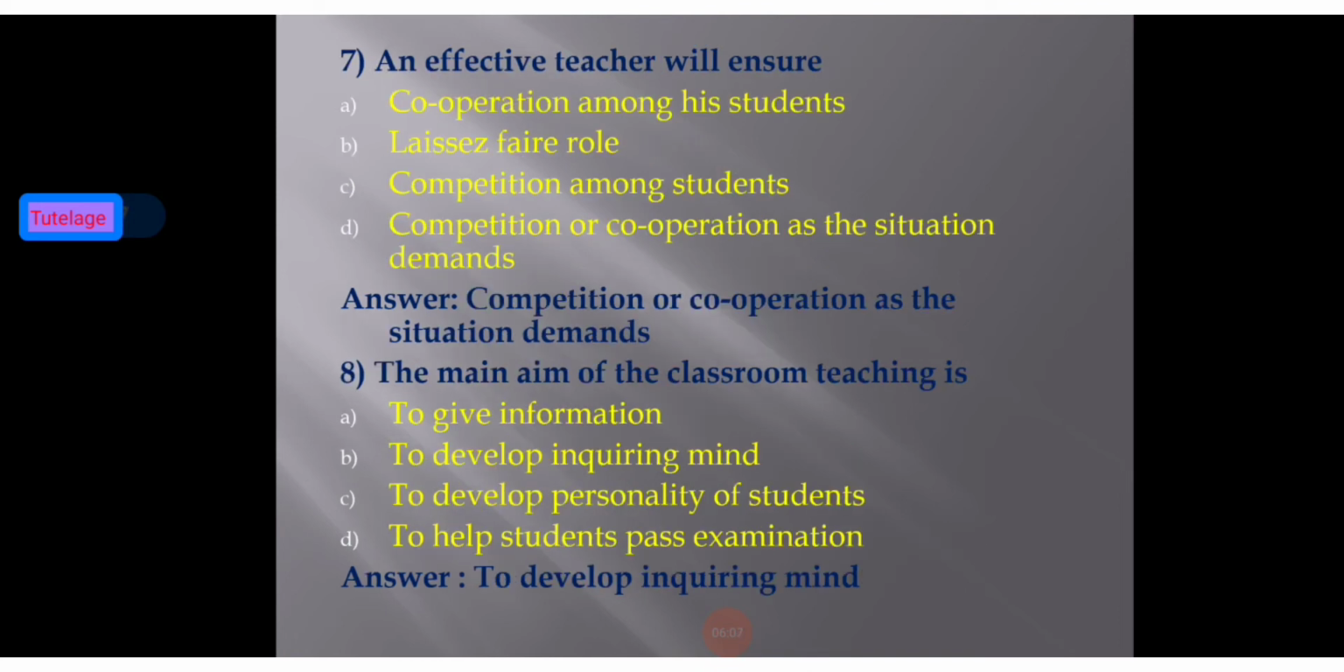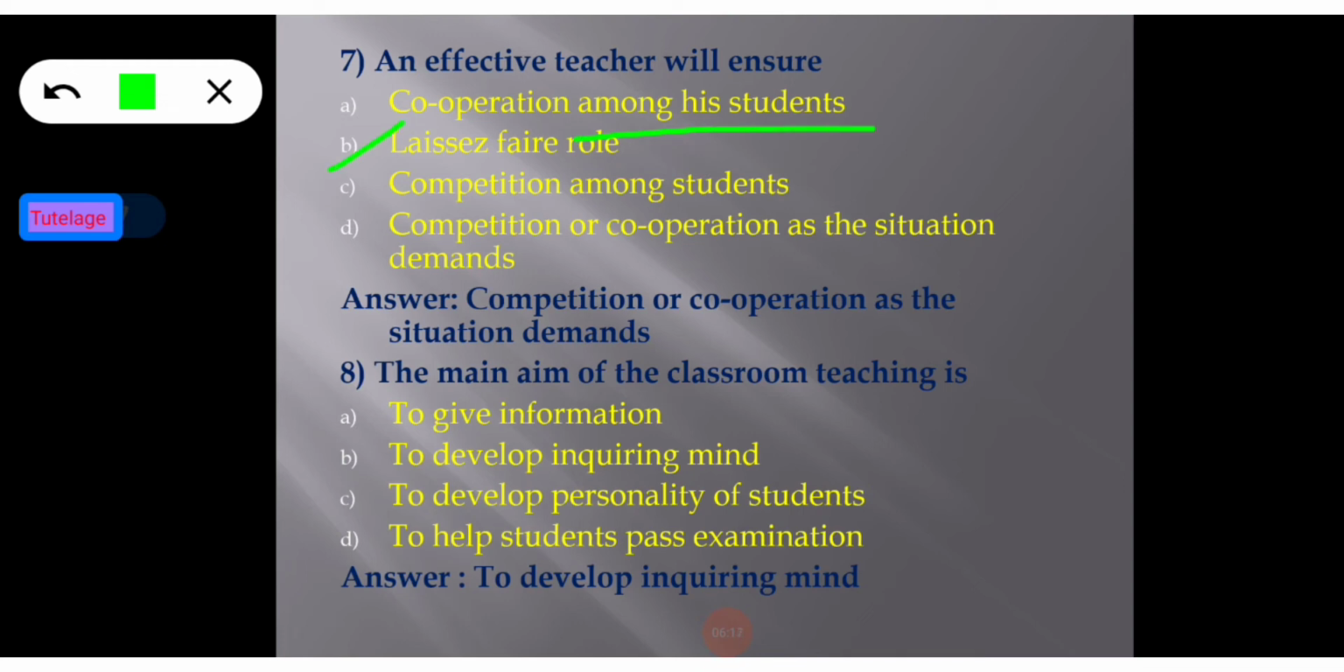So an effective teacher will ensure, so there are four options. First option is cooperation among his students. Second one is laissez-faire role. Third one is competition among students. Fourth one is competition or cooperation as the situation demands. Obviously, cooperation, laissez-faire, and competition, these first three options are not the correct answer for this question. So the last one, option D, is the correct answer for this question.